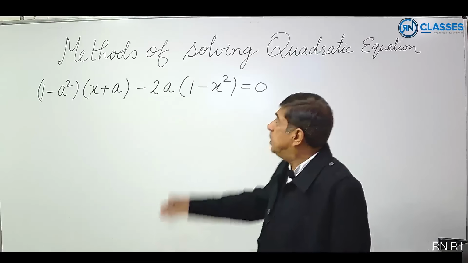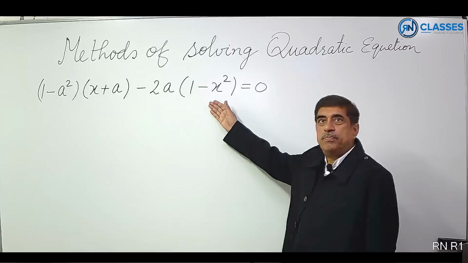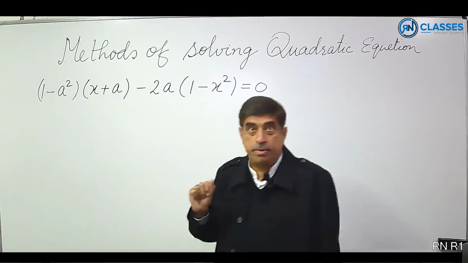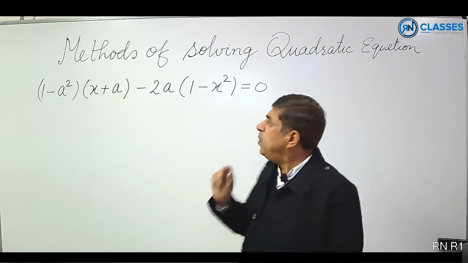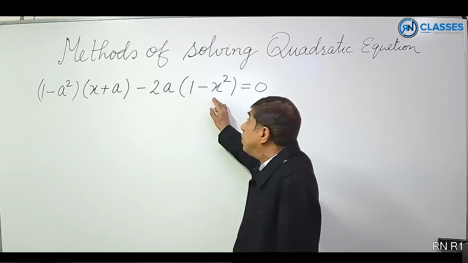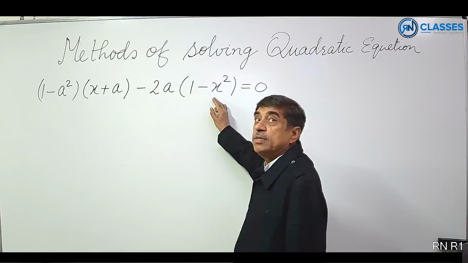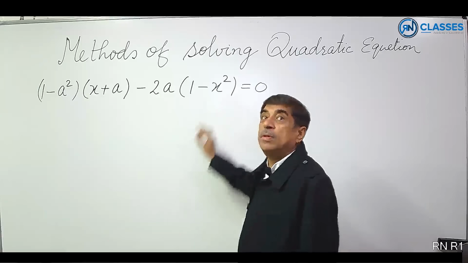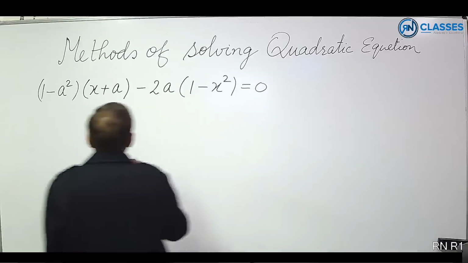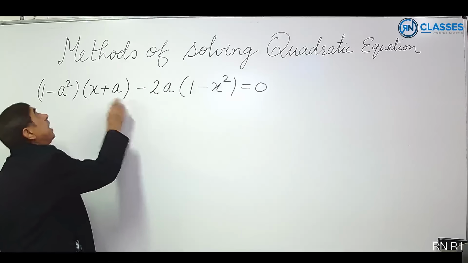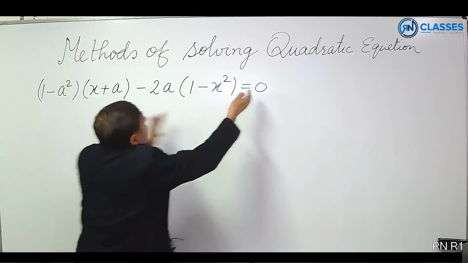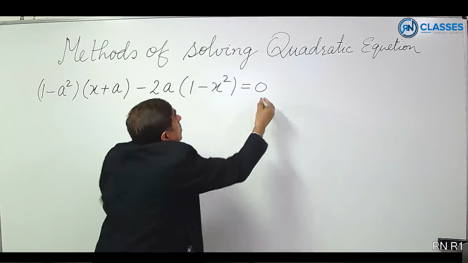For example, this quadratic equation is on the board. I am interested in solving it. If you look at it carefully, you can tell me one root instantaneously. Root of the equation means the value of x for which the left hand side is equal to the right hand side. What is the right hand side? 0.